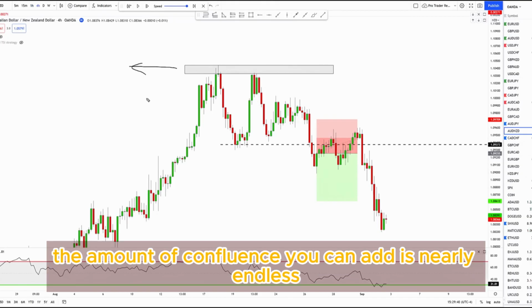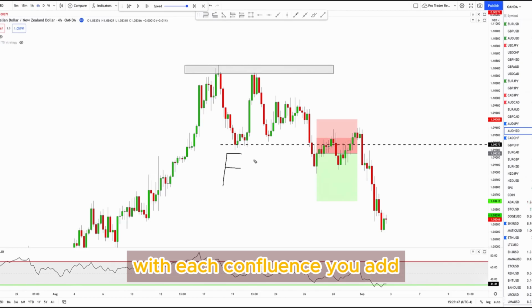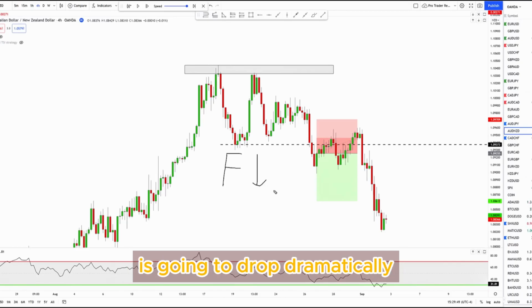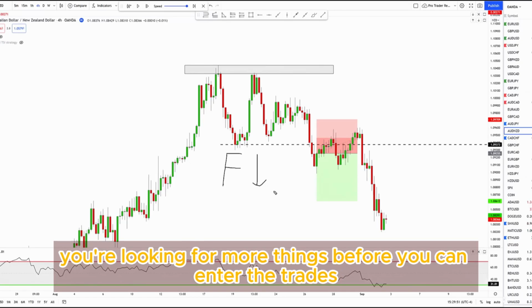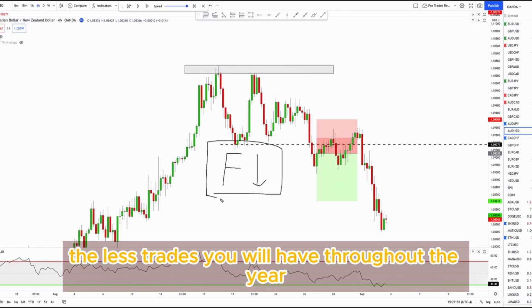The amount of confluence you can add is nearly endless, but just remember that the frequency of trades you have with each confluence you add is going to drop dramatically, because naturally you're looking for more things before you can enter the trade. So you want to keep that in mind. The more confluence you add, the less trades you will have throughout the year.